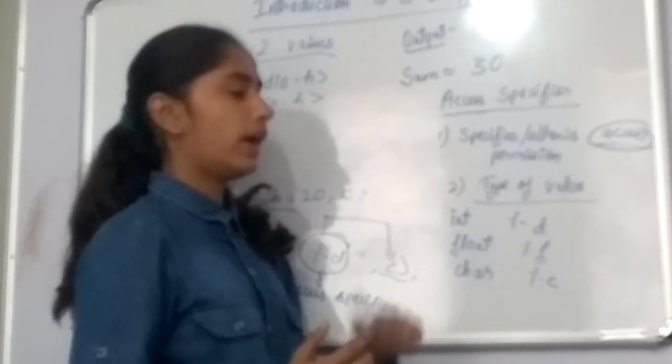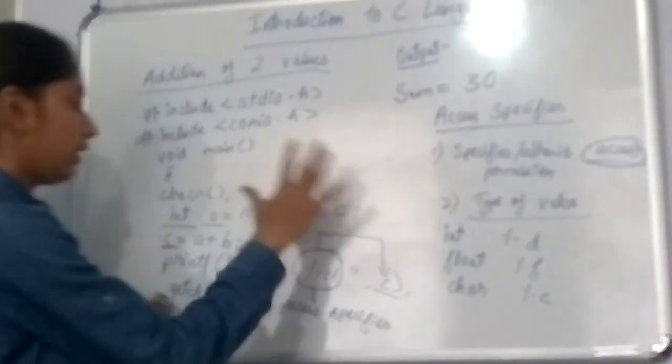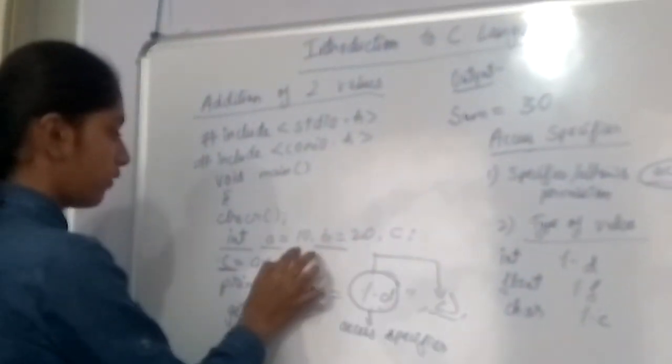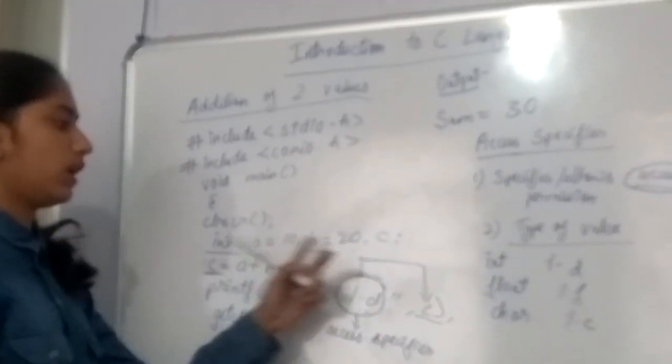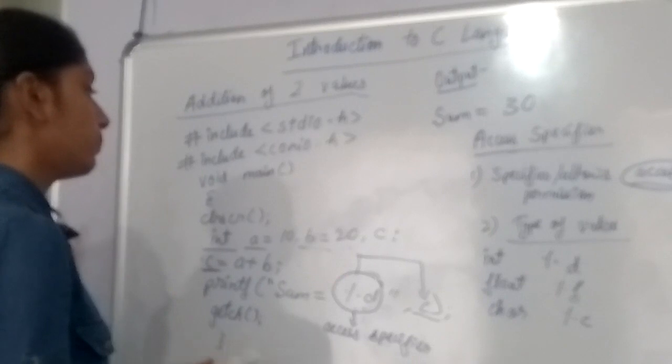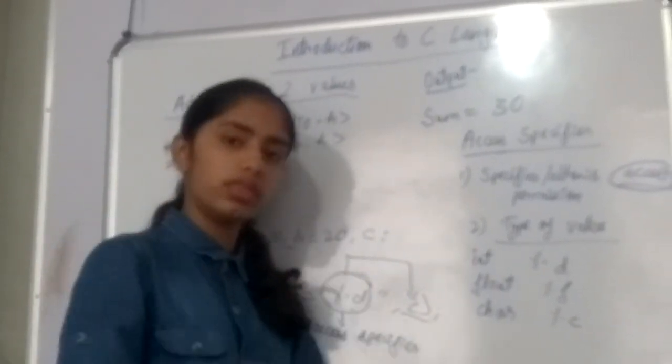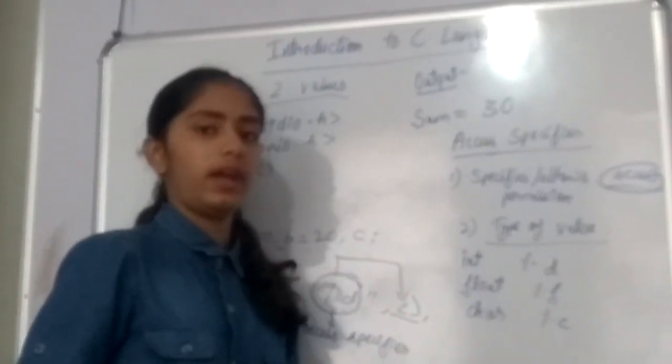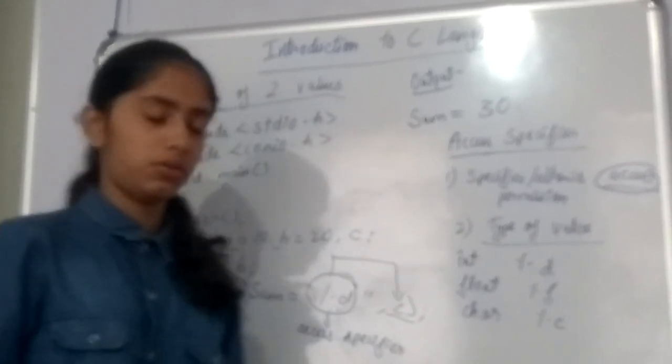These are the roles of the access specifiers. But in this code, I am giving the hard-coded values. This 10 and 20 are given by the user. If you want it to be user defined, which means when you run the code, the value should be entered, like in any simple calculator.